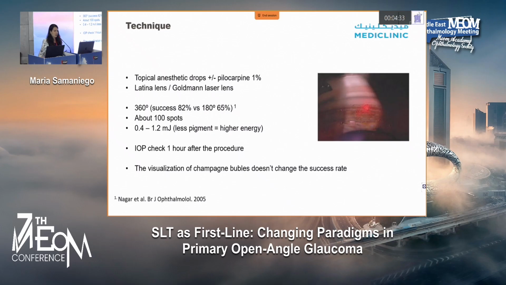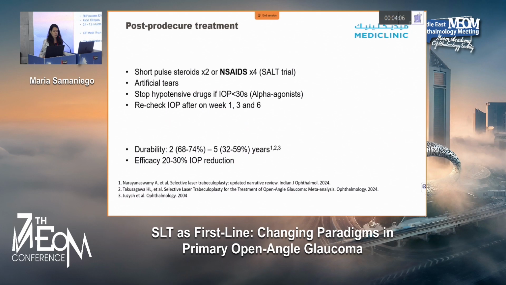We deliver about 100 spots with an energy of 0.4 to 1.2 millijoules. If the trabecular meshwork is less pigmented, we need higher energy and vice versa. And typically, we check the eye pressure 1 hour after the procedure. Sometimes we see these champagne bubbles that make us extremely happy because we know that we are shooting in the proper place. But actually, the success rate is not related to the appearance of these champagne bubbles.